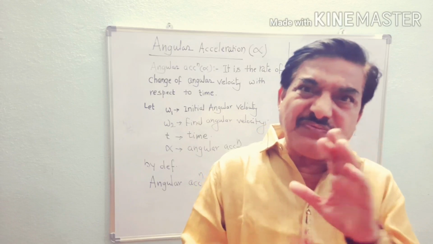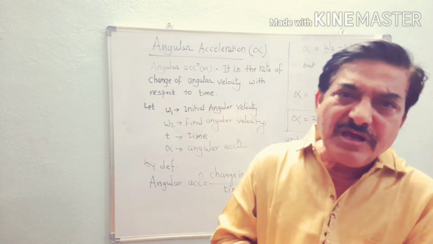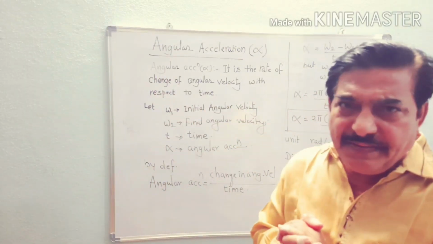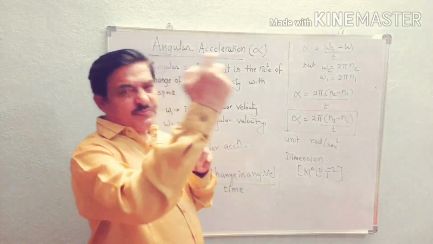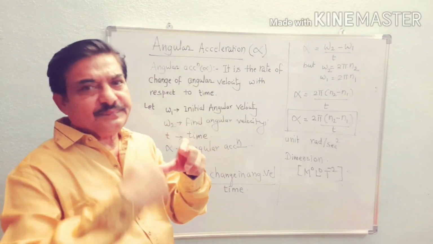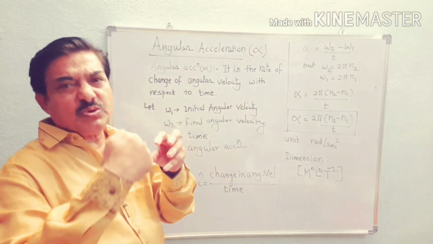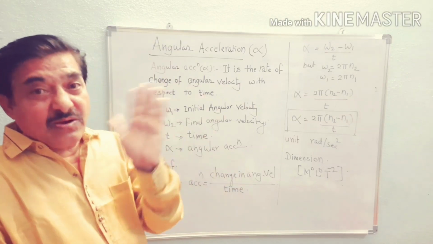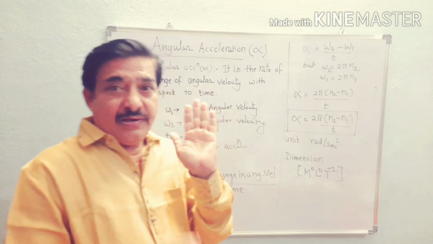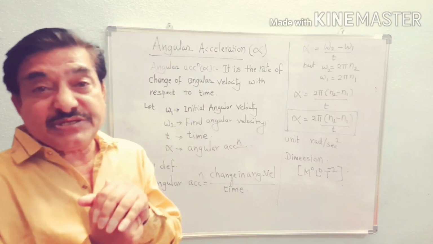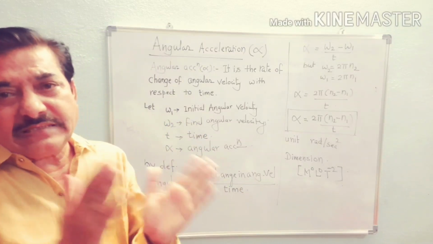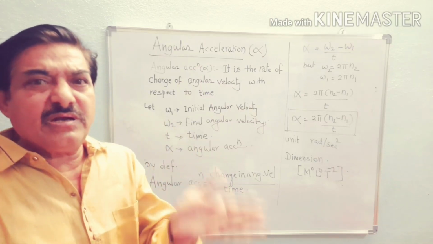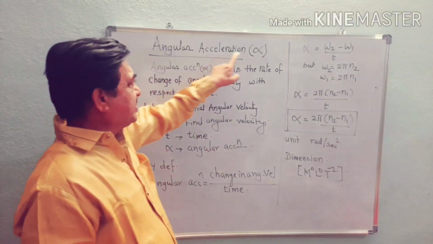So what are the examples of this? If we switch off the fan, its speed goes on decreasing. Continuously its speed goes on decreasing and finally it comes to rest. It means angular velocity is changing. As the number of revolutions per second is changed, angular velocity is changed. As angular velocity is changed, there is a generation of angular acceleration alpha.